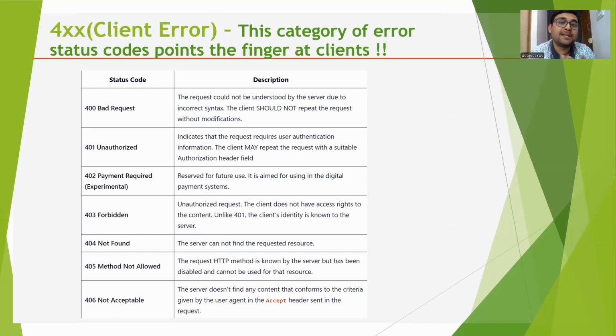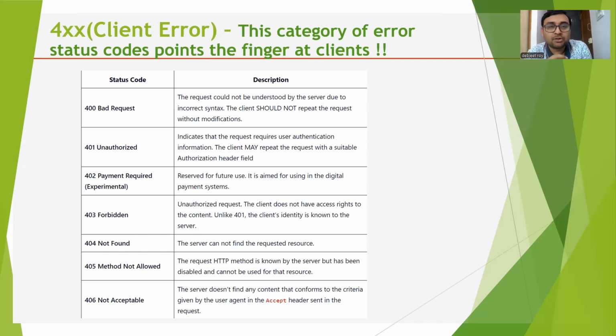Based upon the role, they will get the access. If the admin role is not given for a particular functionality to the user, they will not be authorized to see the response of the request. So that is 401 unauthorized. Then 402 payment required. It is reserved for future use, so it is not basically used as of now. It is for experimental purposes, so you can skip it.